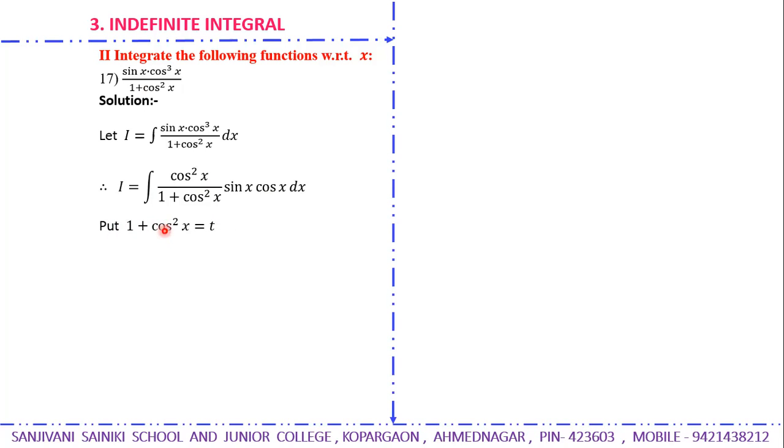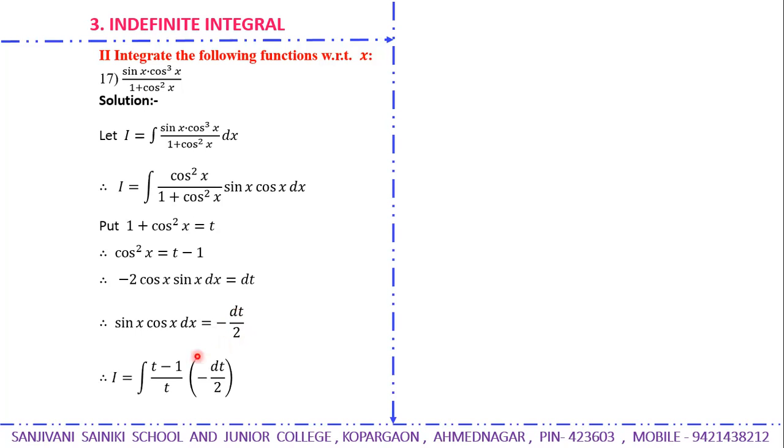In one case we have to use the formula 1 upon 1 plus t, and in the other case we have to use the formula 1 upon t. So cos square x is t minus 1. Its differential is minus 2 cos x into sin x dx is dt. But it is sin 2x, and we need only sin x into cos x. So minus 2 will be divided to this side, minus dt upon 2. So our integral becomes integration of t minus 1 upon t into minus dt upon 2.